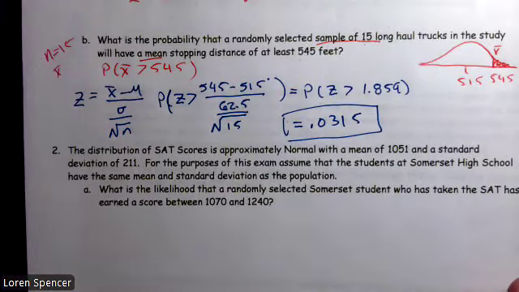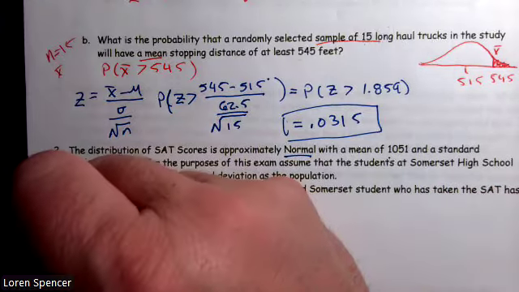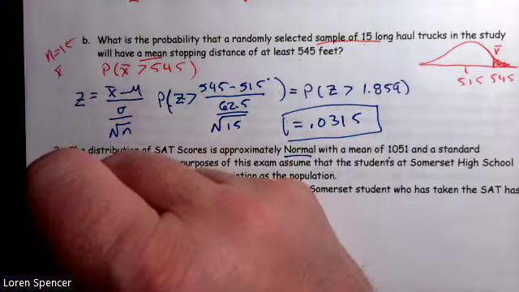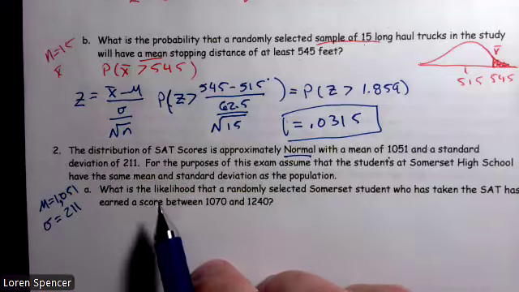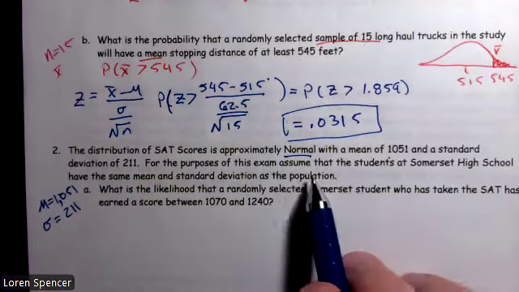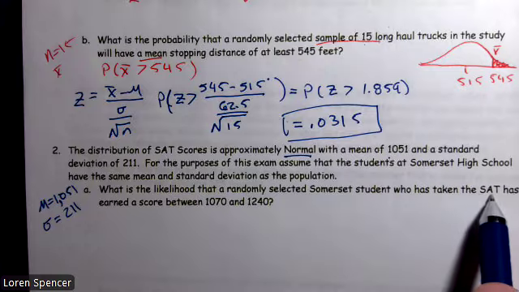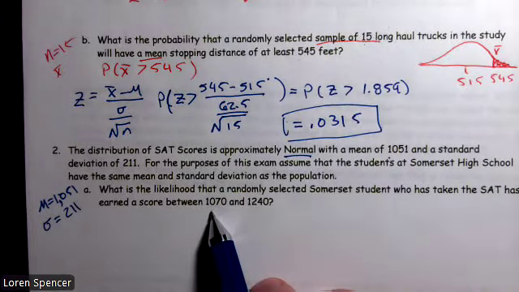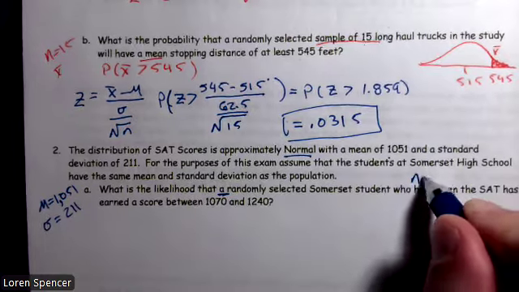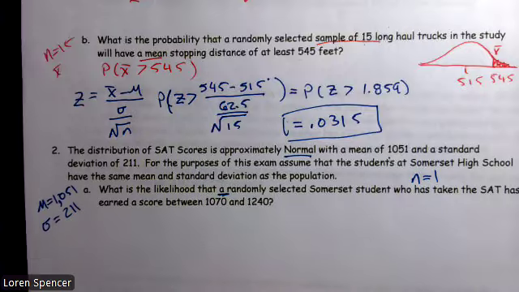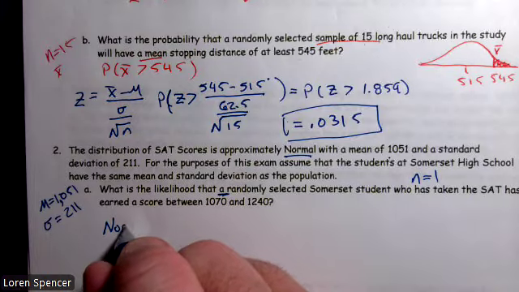The distribution of SAT scores is approximately normal. Okay, so they told us normal with a mean of 1051 and a standard deviation of 211. All right. What is the likelihood that a randomly selected student who has taken the SAT has scored between 1070 and 1240? That tells me my sample size is 1. If we're working with a sample size of 1, we want to do a normal CDF. All right, so that lets me know I'm doing a normal CDF.